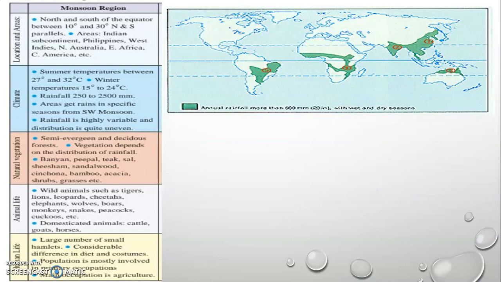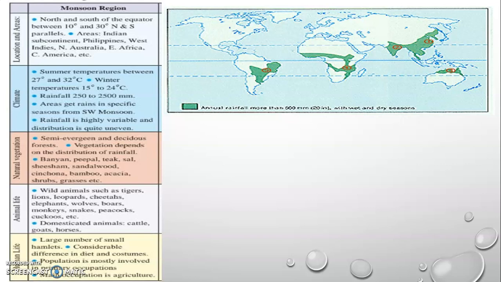Coming up with the monsoon region, the first point we are going to study is the location and the area. So what is the location and the area of the monsoon region? As you can see on the screen, the monsoon region lies north and south of the equator, between 10 degree and 30 degree north and south.